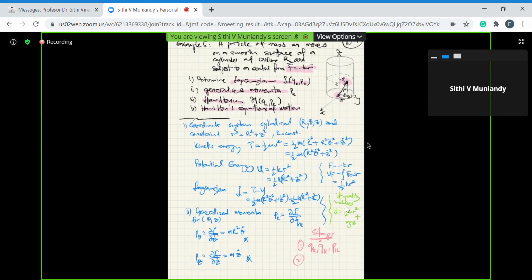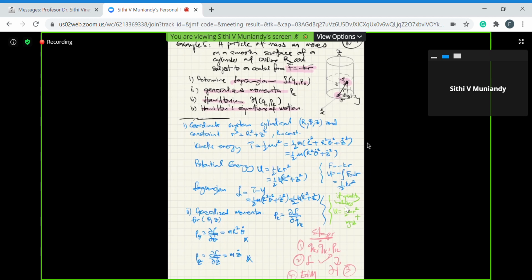Step two, you have to determine the Lagrangian. Once you get the Lagrangian, it allows you to determine the P as well. Once you get the P, you can determine the Hamiltonian, number 3. So number four is the equation of motion, EOM. Okay, so let's look at this problem.